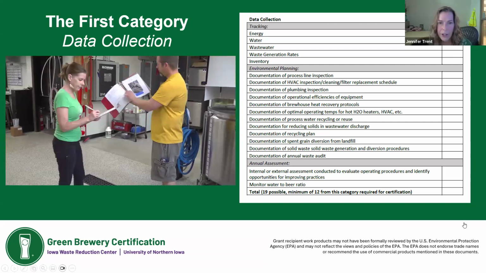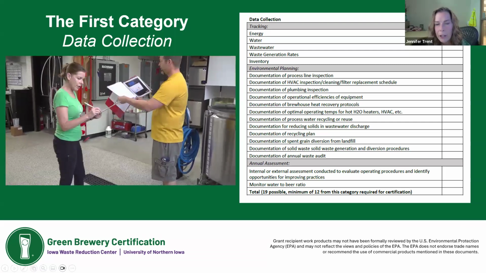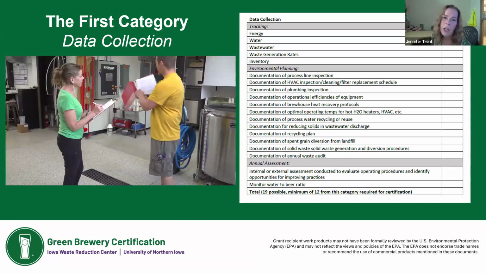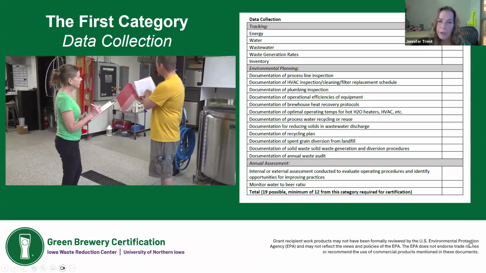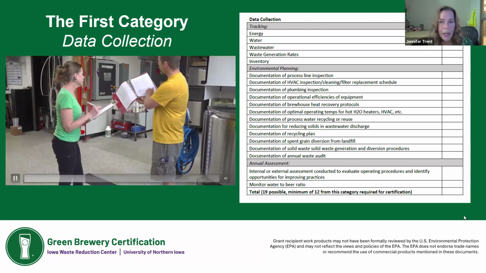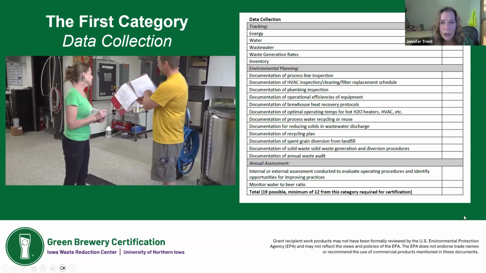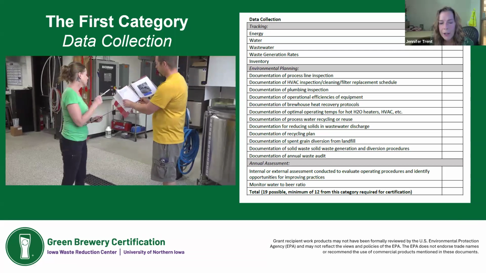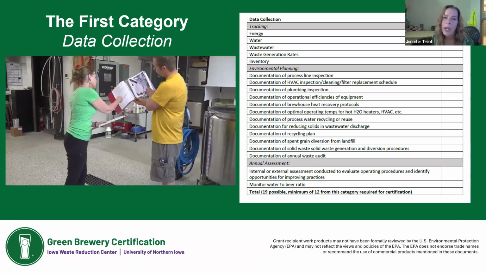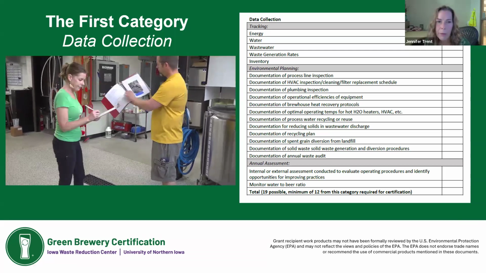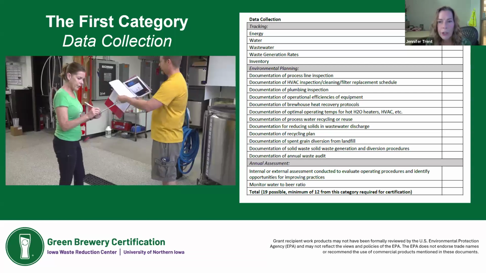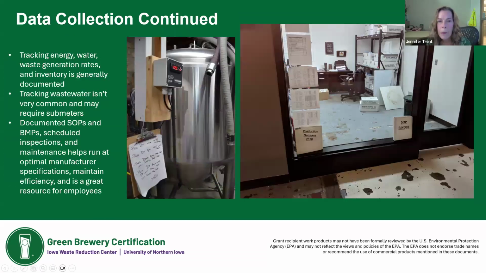Once we ask them about that, we take a look at the environmental planning. So if a brewery has standard operating procedures, if a brewery has best management practices, then this is considered environmental planning. Joe, can you go to the next slide, please?